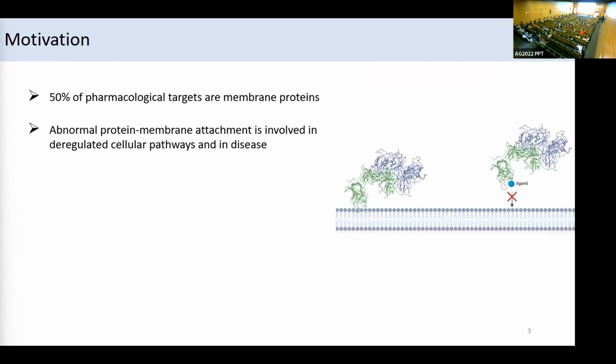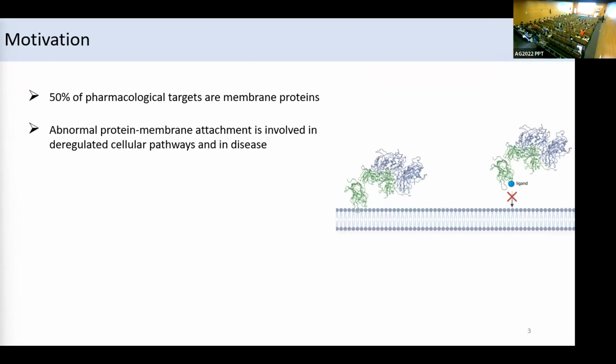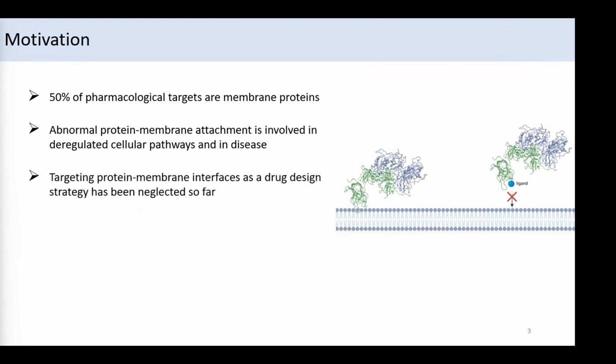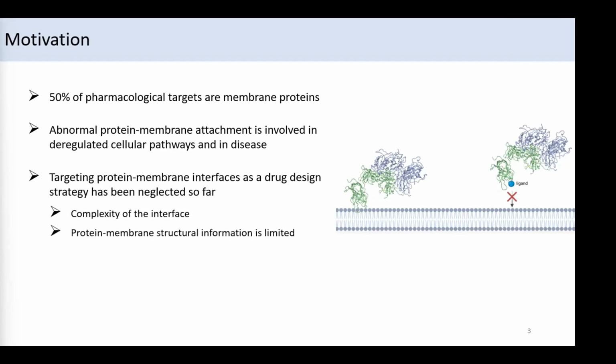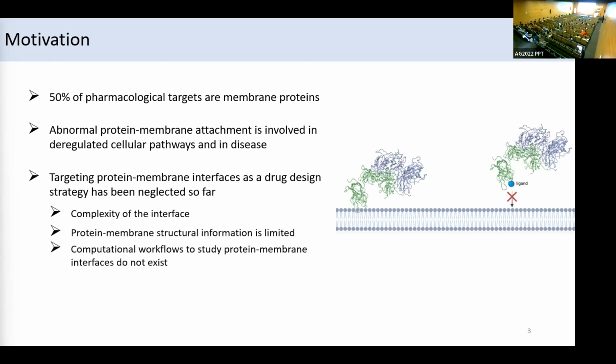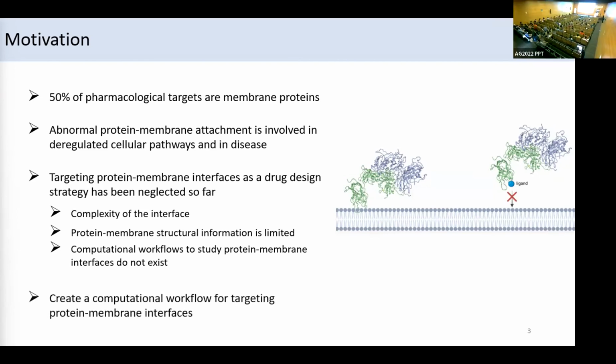So we know that 50% of pharmacological targets are membrane proteins. And we also know that abnormal protein membrane attachment is involved in diseases. Targeting the protein membrane interface as a drug design strategy has been neglected so far, possibly due to the complexity of the interface, the limited protein membrane structural information, and the lack of computational workflows for performing such a drug design strategy. So this gave us the motivation to create a computational workflow for targeting protein membrane interfaces as a novel drug design strategy.